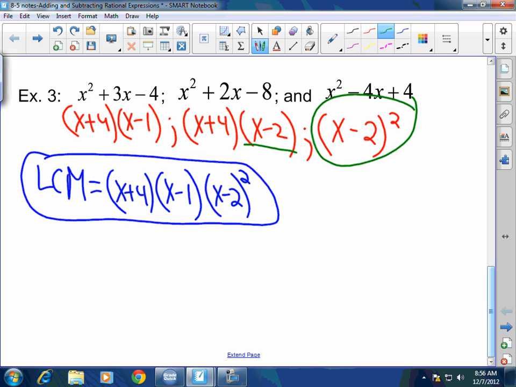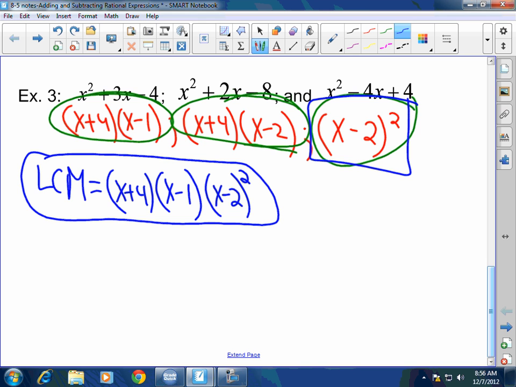Okay. So now, just for giggles, what do I need to multiply this by to get the LCM on x minus 2 squared? What do I need to multiply to this to get the LCM? An x minus 1 and an x minus 2. And what do I need to multiply to this to get to the LCM? An x plus 4 and x minus 4. Is that making sense? Yes, sir.